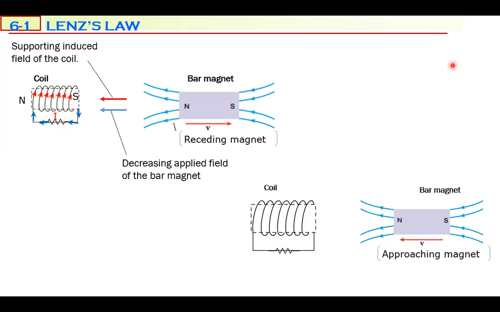Let's apply it to the second example. A bar magnet is approaching, with a magnetic field here. In this case, here blue magnetic.